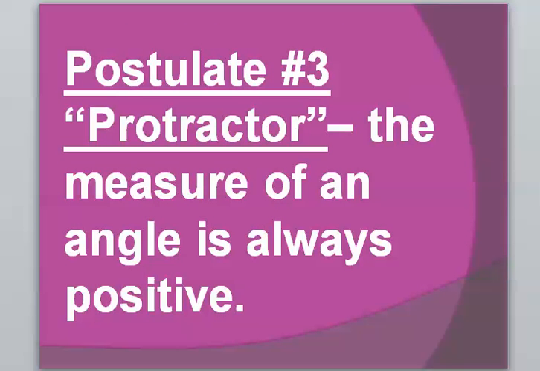We've already talked about two of our postulates, or things that we accept without proof. The third one is called the protractor postulate, and it states that the measure of an angle is always positive. Even if the angle is drawn the way we normally see it, or if it's drawn backwards, it's still going to be a positive degree measure. We can't have negative distances, we can't have negative angle measures. It's 30 degrees, 45 degrees, 1 degree, 170 degrees. It's never negative.